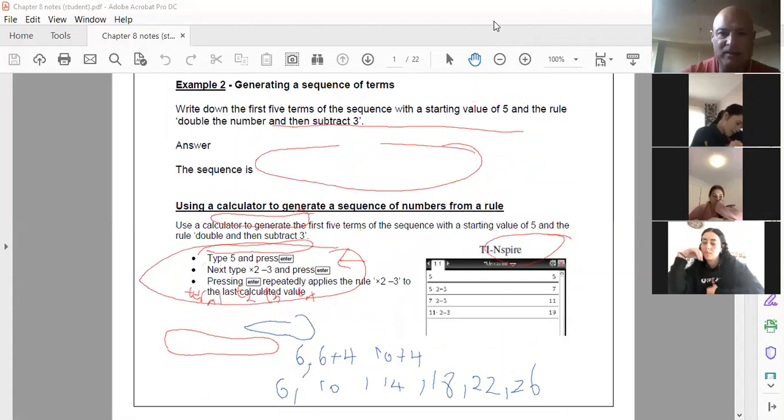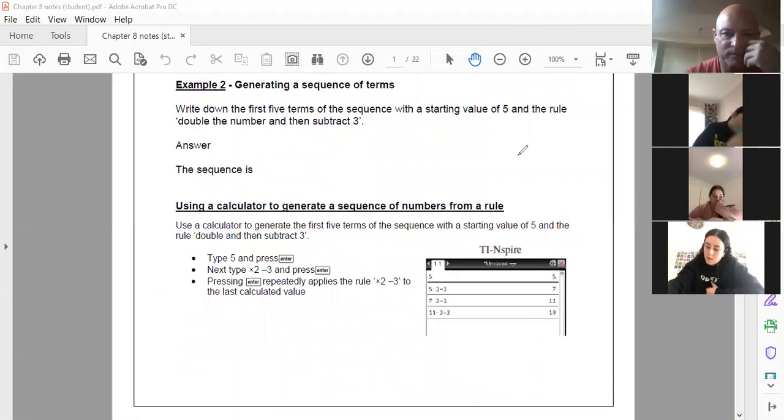Right, example 2. Example 2 says write down the first 5 terms of the sequence with a starting value of 5 and the rule: double the number and then subtract 3. Okay, well, let's start. 5. Double the number and then subtract 3. Okay, everyone, 5 doubled is?